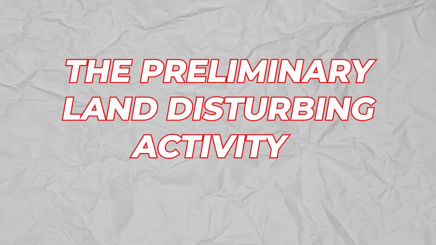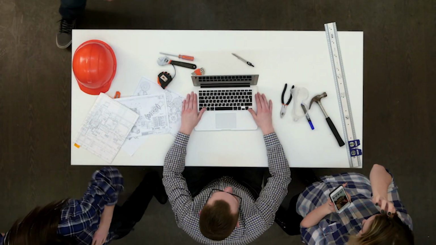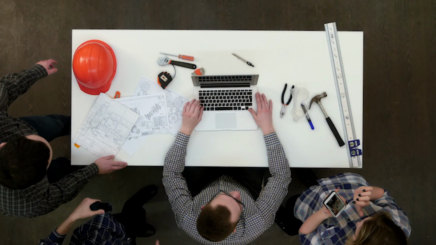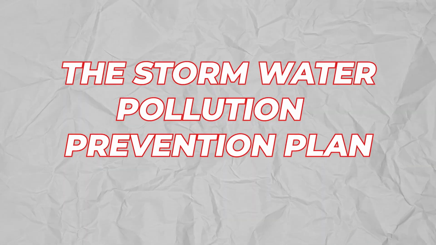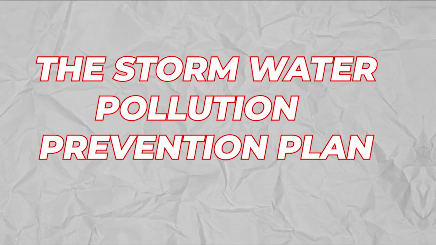Item number 6 is a preliminary land disturbing activities, or what we call the LDA, which used to be called a grading permit. They want to know in general how much earth you're going to be moving in order to complete this subdivision. You don't have to have the full LDA and the full design standards laid out, but you have to be able to describe how much earth is going to be moved, what the topography is going to look like, and what you're going to do with it. This next one we call the SWPPP, aka the Storm Water Pollution Prevention Plan, or a drainage plan. I live in Washington State.